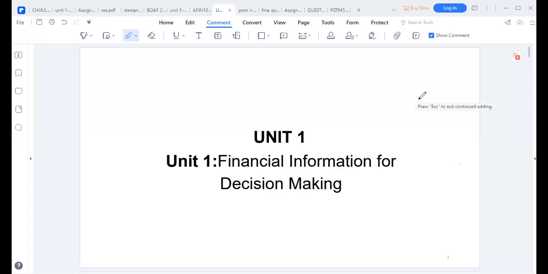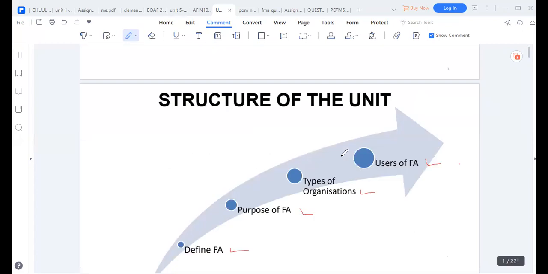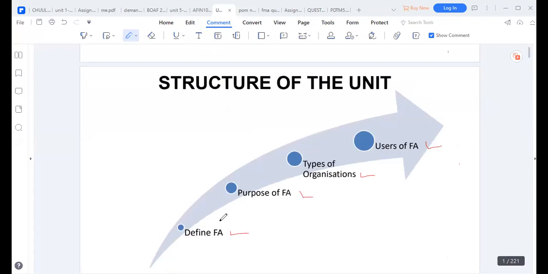Welcome to our class in financial accounting, where we're going to discuss issues to do with accounting for basic accountants. So we're going to look at unit 1, 2, 3. The structure of this unit is as follows. We're going to define what financial accounting is, its purpose, the types of organizations that are there, and the users of financial accounting information.